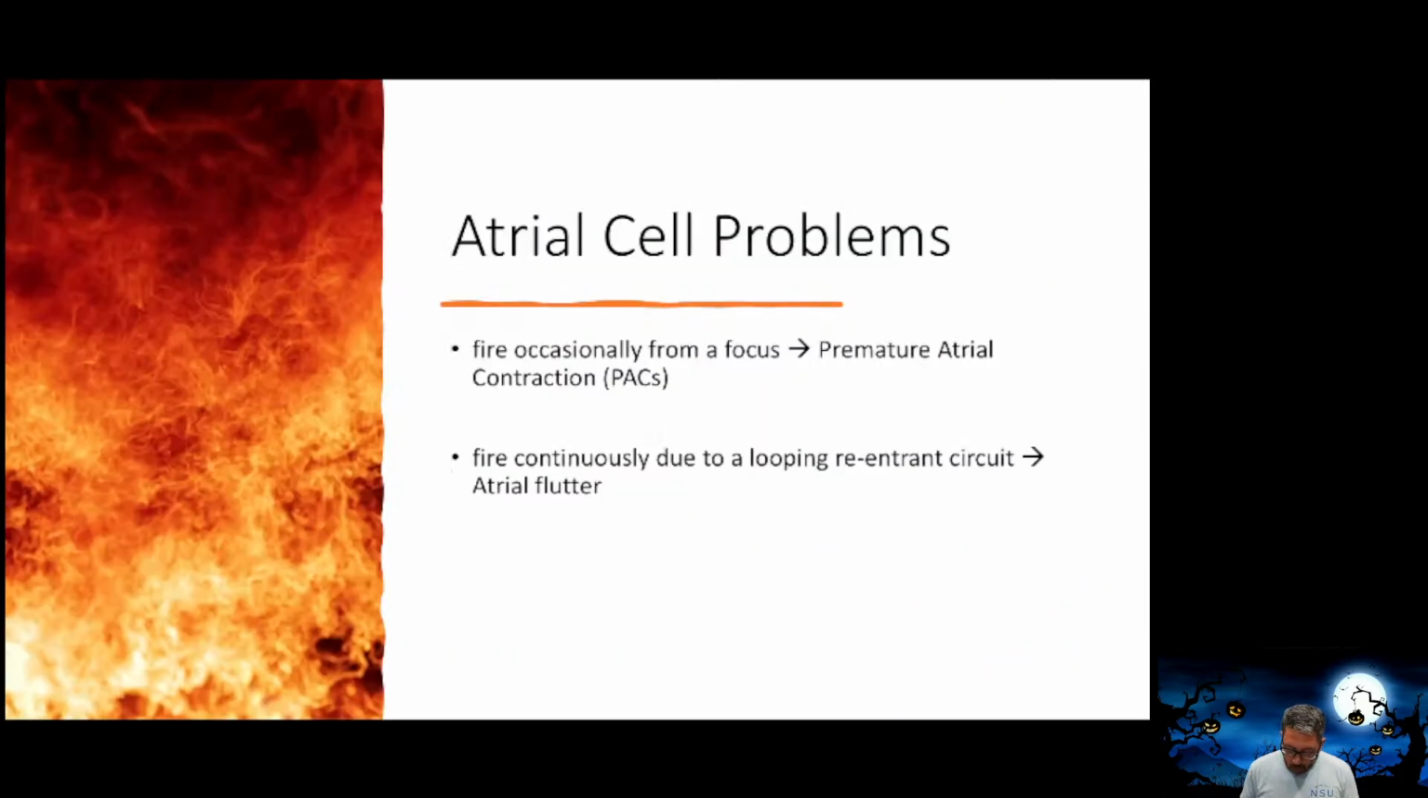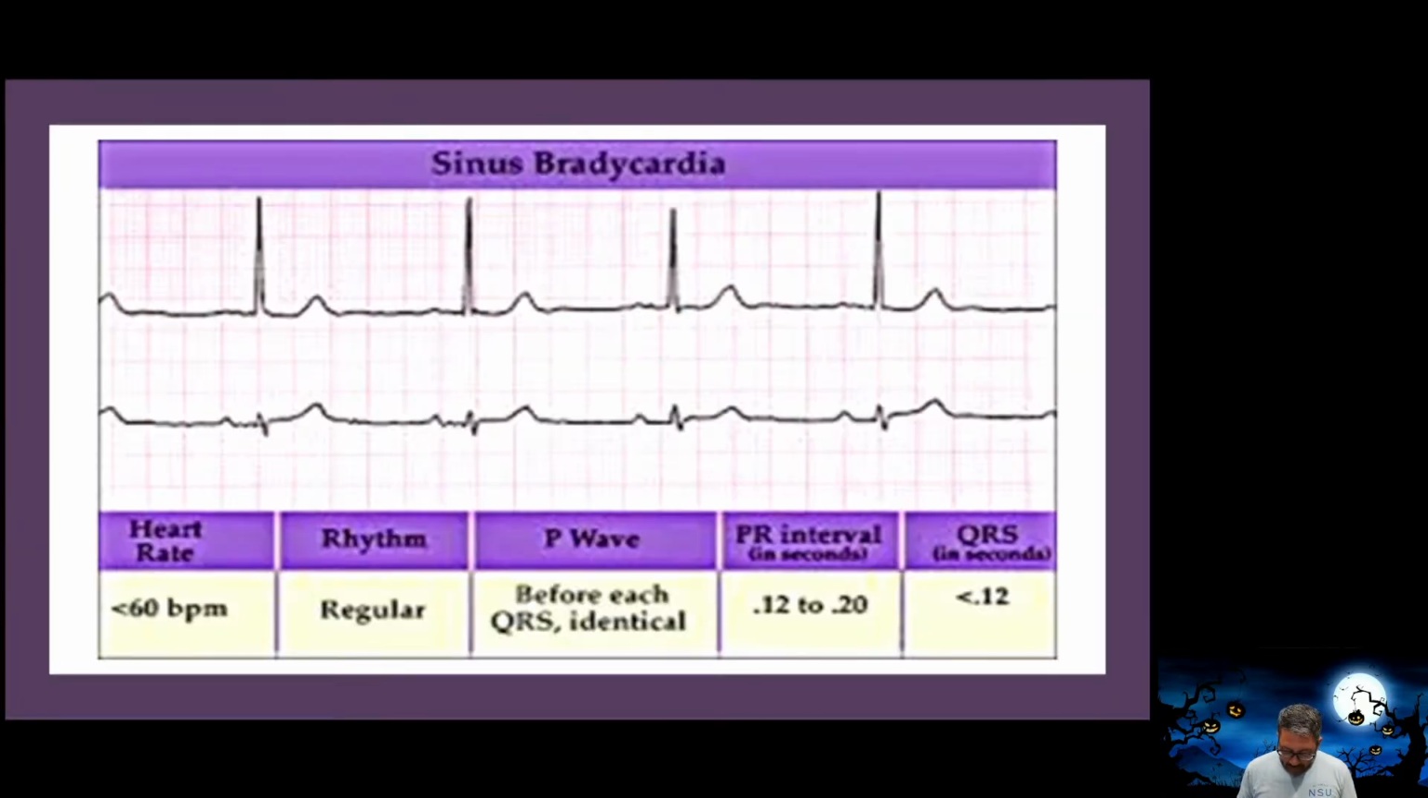So what I was saying before was these are the only things it can be. Sinus bradycardia is going to have a low heart rate, regular rhythm. P wave is going to be normal before every single beat. PR interval is normal. QRS is normal. Sinus bradycardia. That is the only combination you can have with all these things and be bradycardia. That's it.